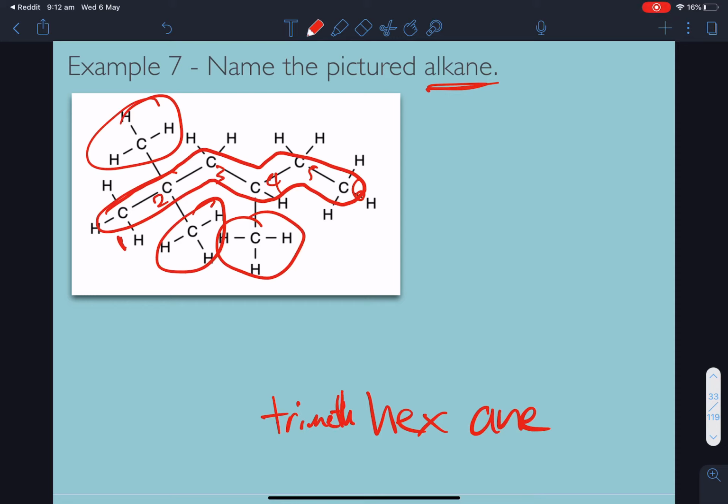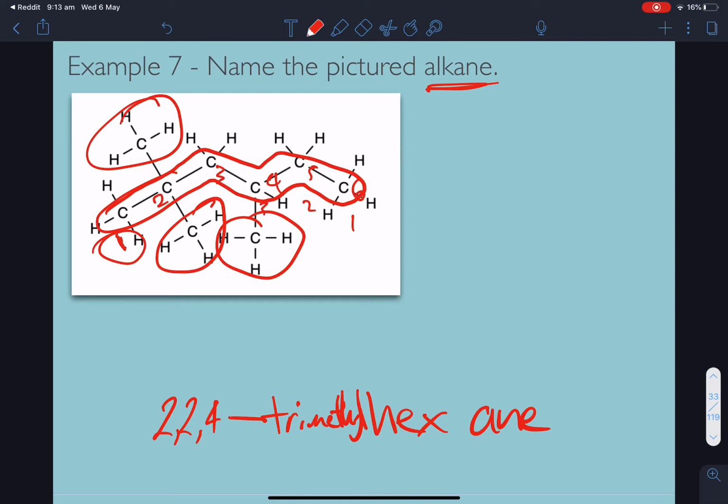Didn't leave myself enough space. Trimethyl hexane. Okay, and what position they're in? Well, there's 2 on the 2, and there's 1 on the 4. Okay, let's just make sure that if we go 1, 2, 3, there's 1 on the 3 and 2 on the 5. No, I've numbered it the right way with 1 over this side. So it is 2,2,4-trimethylhexane.